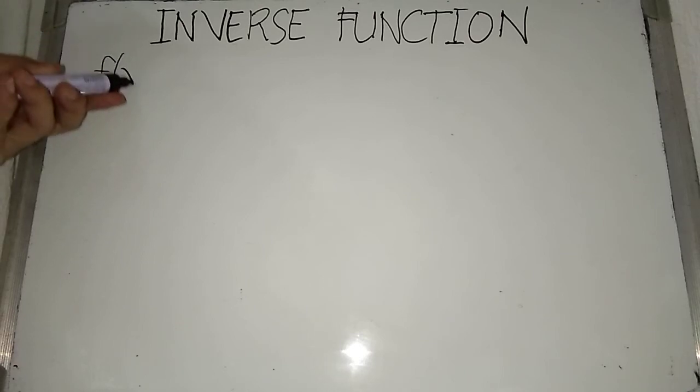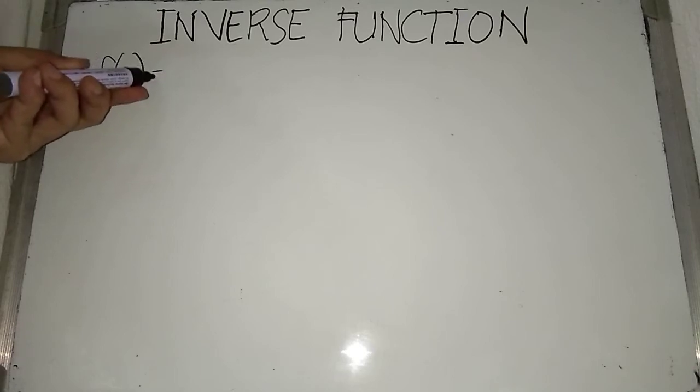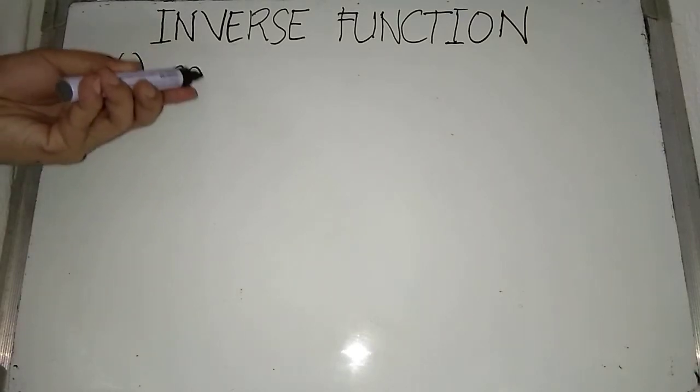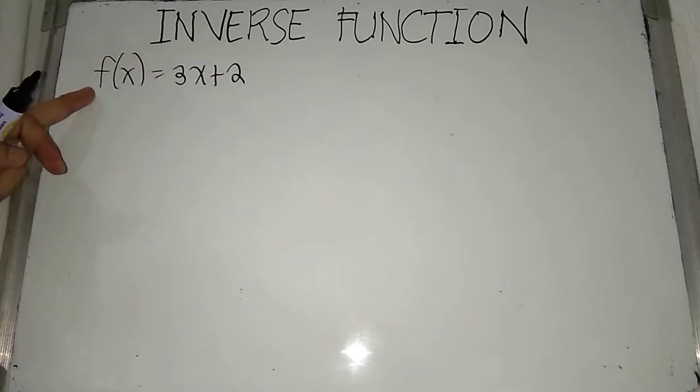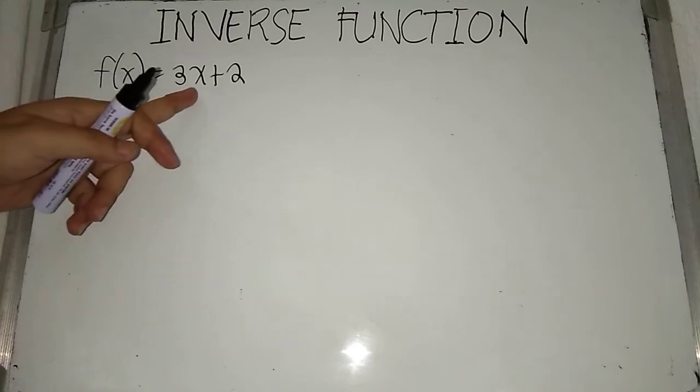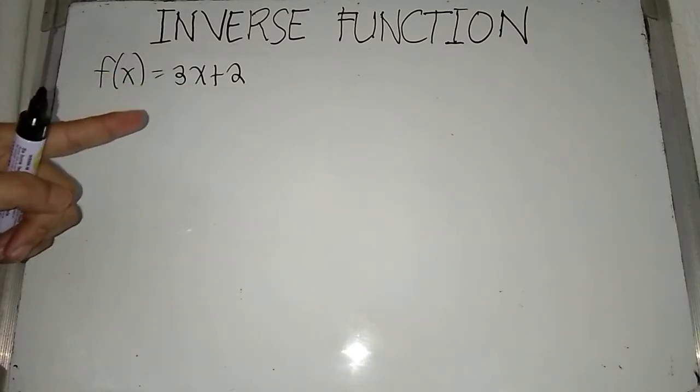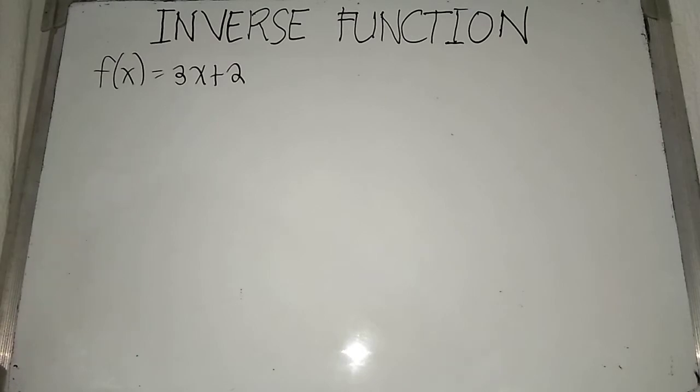Now for example, if I have here f of x is equal to 3x plus 2. This function is a linear function because our x variable bears an exponent of 1. So expect that your graph is in the form of a straight line. Now the first thing to do is to determine, is this function a one-to-one function?